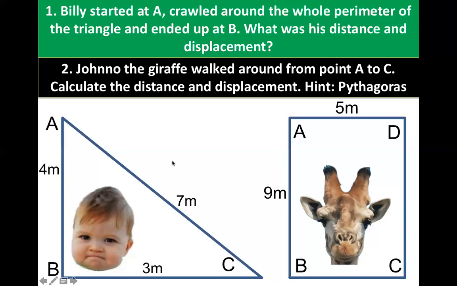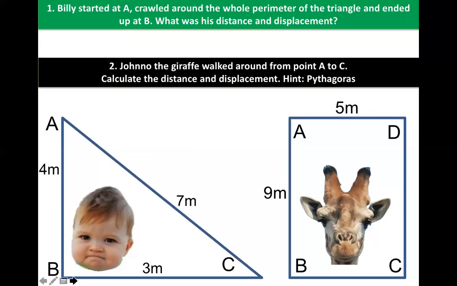What is his displacement? What is the starting point? Starting point is A, and the end point is B. So what is the displacement? 4. 4 meter. Okay, so the distance is 18. Displacement is 4.